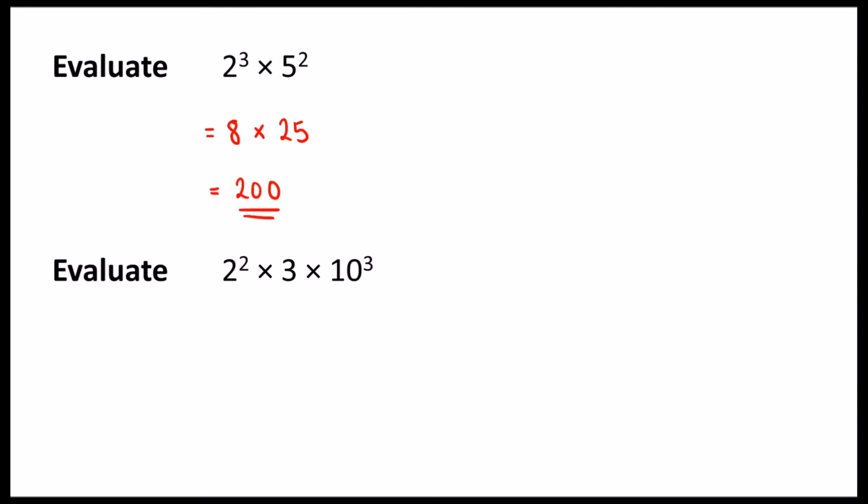For the second example, I need to work out what 2 squared is. That's 4. Times it by 3. And then times that by 10 cubed. That's going to be 1000. So doing this in stages, I know that 4 times 3 is 12. And then I need to times this answer by 1000. So my final answer would be 12,000.